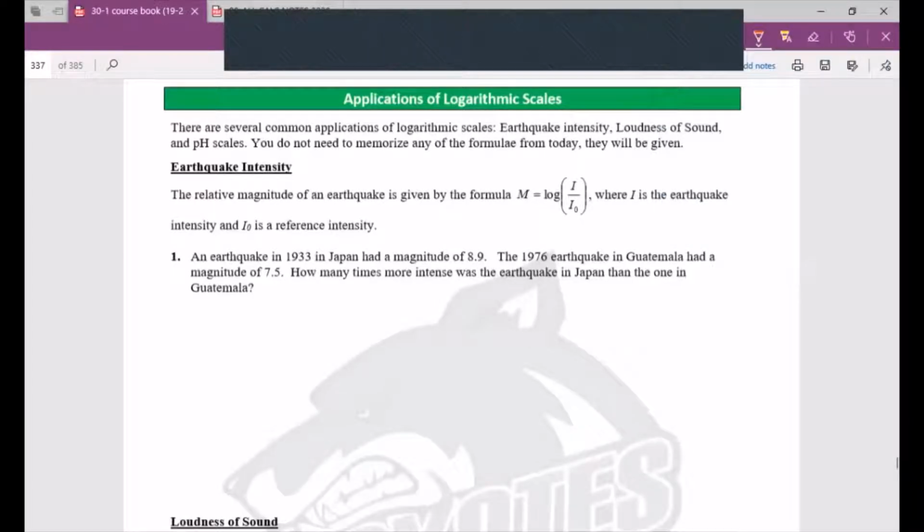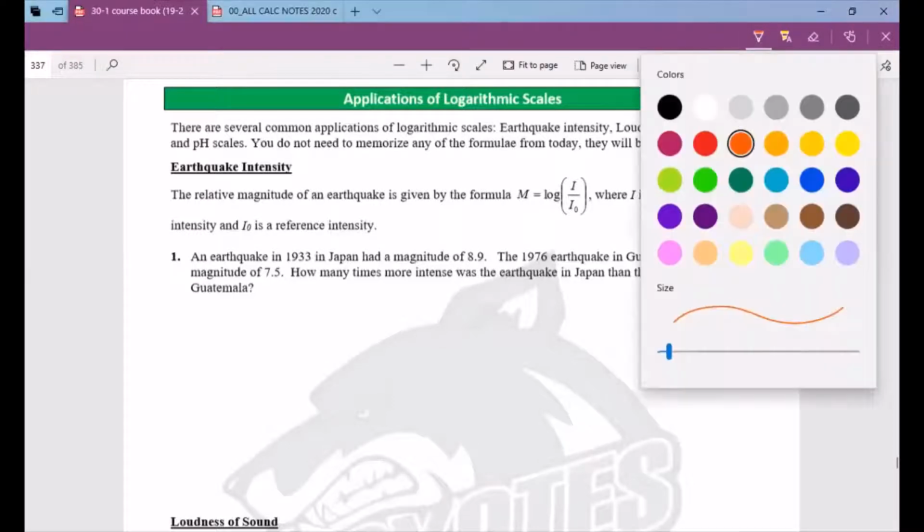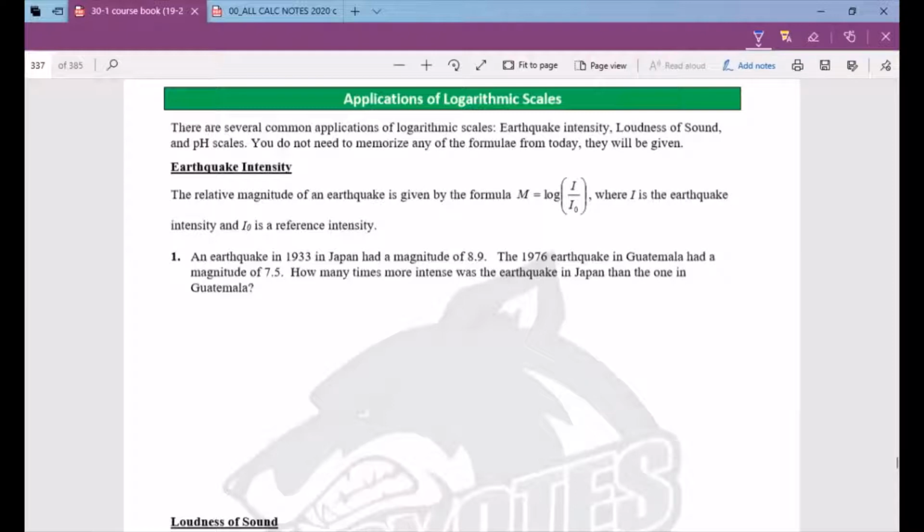All right, welcome back. Today we're going to go through 5.8, which is applications of logarithmic scales. This ends up being the last section in this chapter of exponents and logarithms. It looks at a variety of types of applications that are logarithmic in nature, and you'll always be given a formula for how these work.